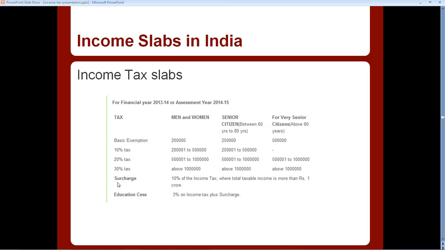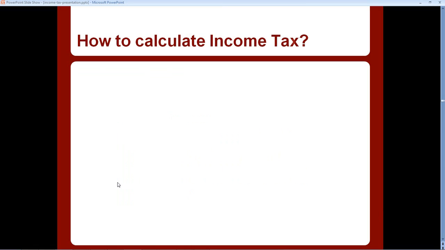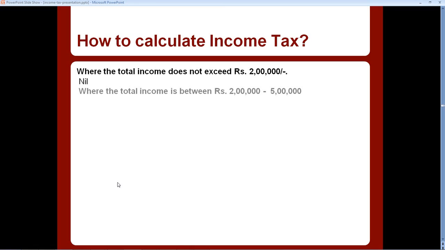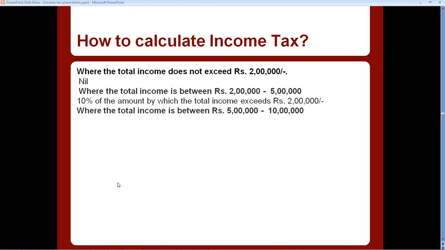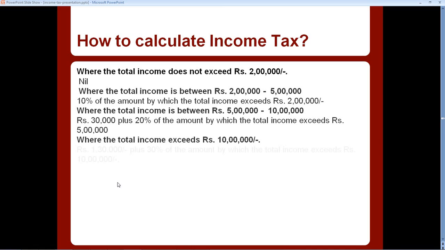The question is how to calculate income tax. Where the total income does not exceed 2 lakh rupees, you have to pay 0% tax. Where the total income is between 2 lakhs and 5 lakhs, you have to pay 10% of the amount which exceeds 2 lakh. If the total income is between 5 lakhs and 10 lakhs, you have to pay 30,000 plus 20% of the amount which exceeds 5 lakh. Where the total income exceeds 10 lakhs, you have to pay 1,30,000 plus 30% of the amount which exceeds rupees 10 lakh.